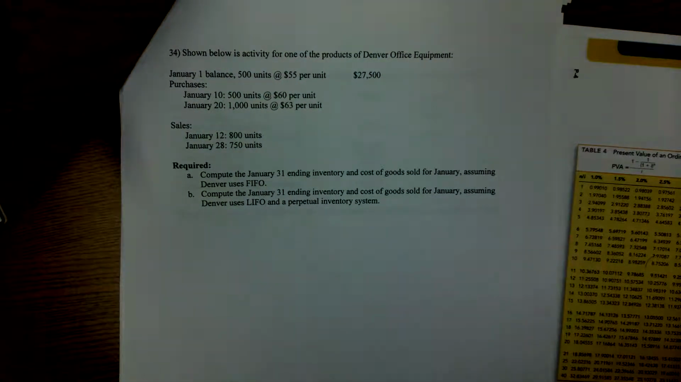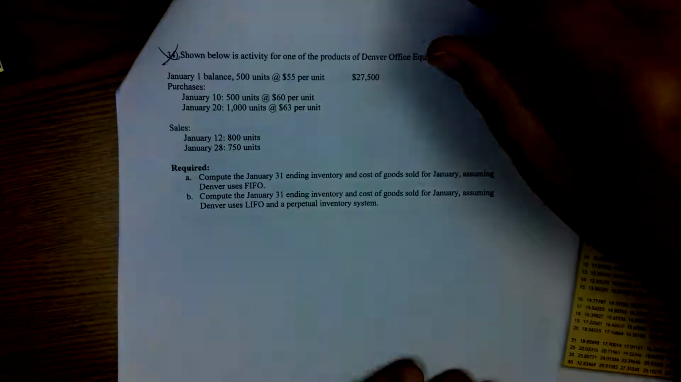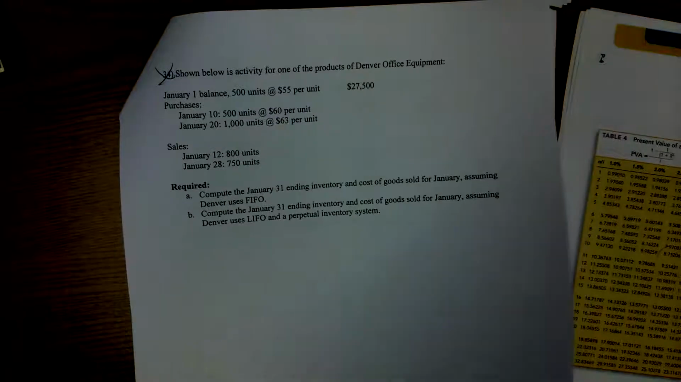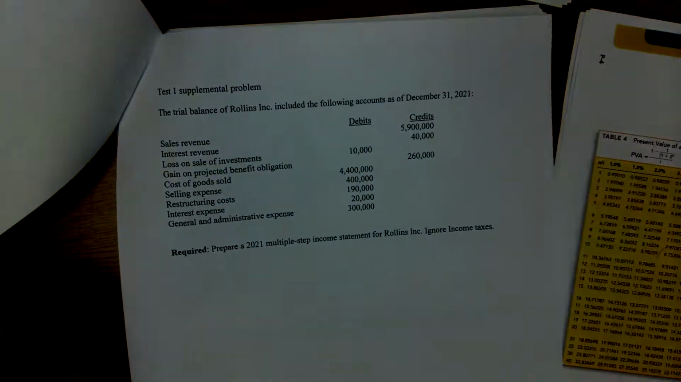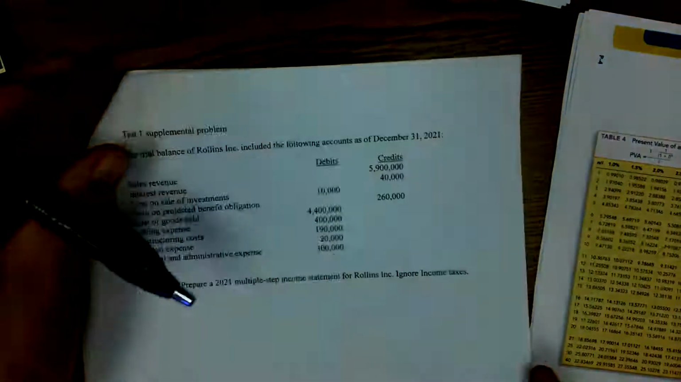Okay, number 34 shown below is activity. Okay, this is an inventory problem, so we don't have that. Don't have to worry about that. And this was a supplemental problem for the multi-step income statement. You won't have one of those either.